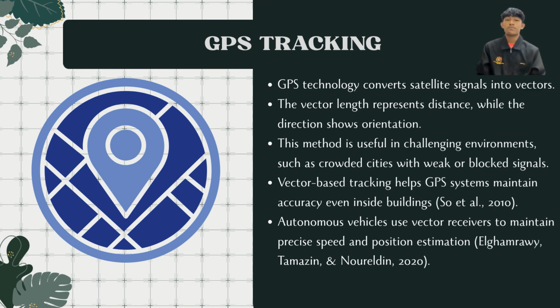In addition, vector mathematics is also used in determining velocity and direction of movement. For example, when you use a navigation app in your car, the system calculates your movement vector to determine your speed and direction. According to research by So and his colleagues, vector-based positioning methods help improve GPS system accuracy, especially in difficult environments such as urban areas and also indoor locations. Therefore, vector analysis plays a crucial role in ensuring the GPS system remains reliable and accurate in everyday navigation.